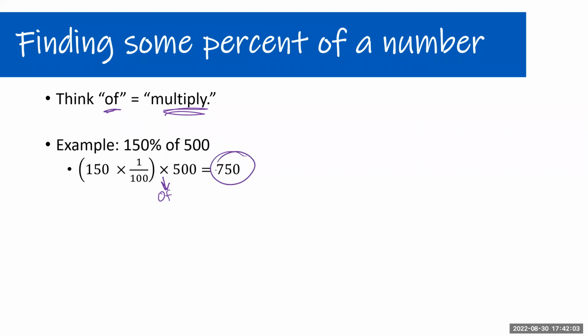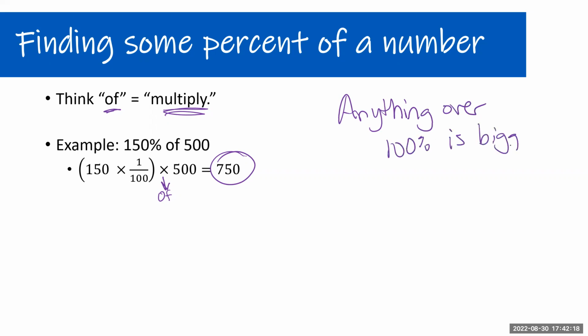Now this makes sense. For everything you do in this class, I want you to pause for a second and make sure that things make sense, okay? Remember that anything over 100% is going to be bigger than the original, okay? Anything over 100% is bigger than the original. So you wouldn't want to pay 150% for something, right? You'd prefer just to pay 100%, whatever it was to start with.